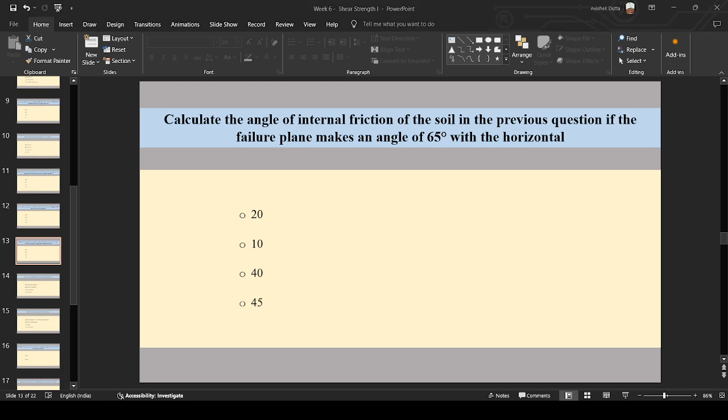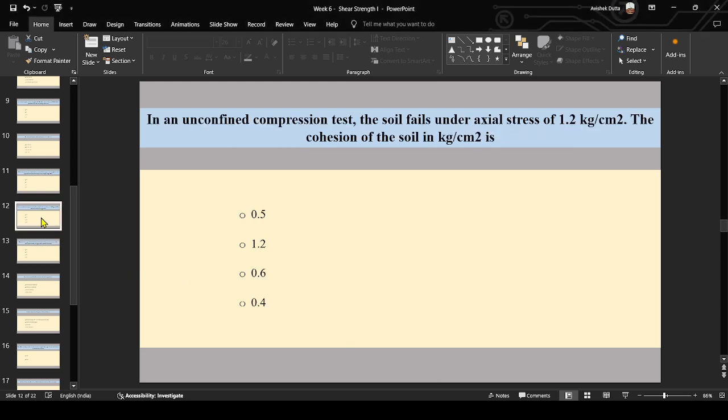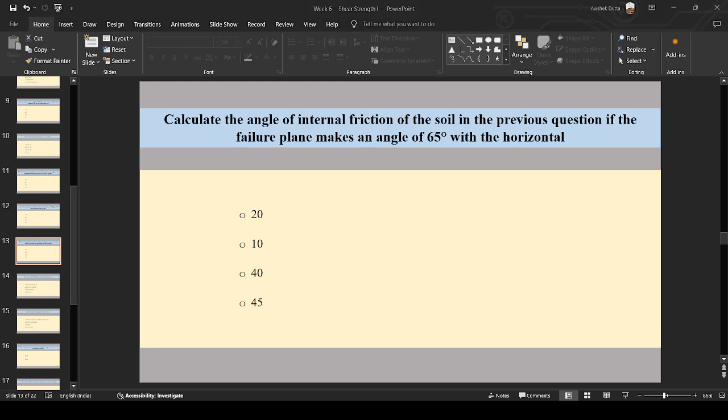Calculate the angle of internal friction of the soil in the previous question if the failure plane makes an angle of 65 degree with the horizontal. So in the previous question, this is the same data you have to use, and using any data you can, you have to find out the angle of internal friction when the failure plane makes an angle of 65 degree with the horizontal. Okay, the options are 20, 10, 40 or 45.